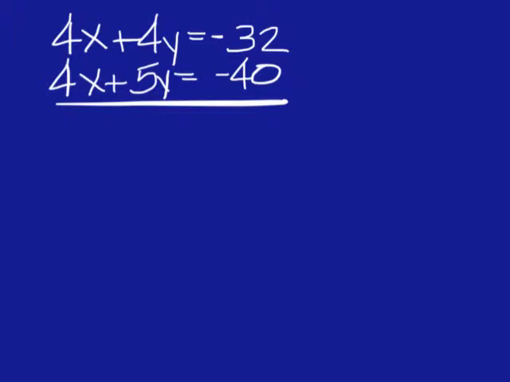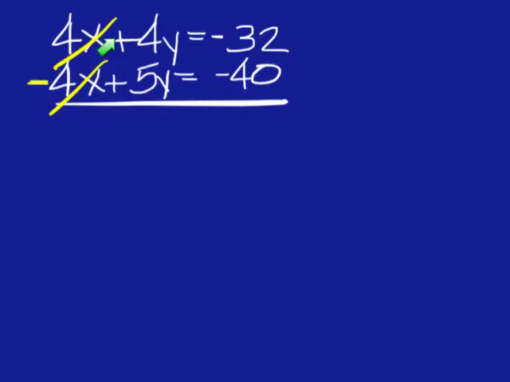Practice problem. 4x plus 4y equals negative 32, and 4x plus 5y equals negative 40. Solve the system of equations. The solution for the practice problem: notice you have a 4 and a 4. You don't need to find the least common multiple because you already have it. They're the same number, so there's no multiplication to do. Since they're the same sign, you subtract. And when you subtract, they cancel out.